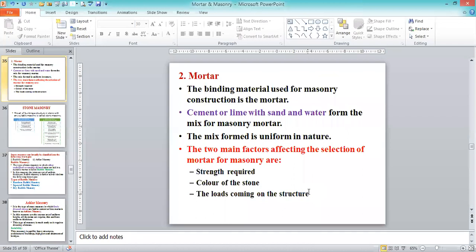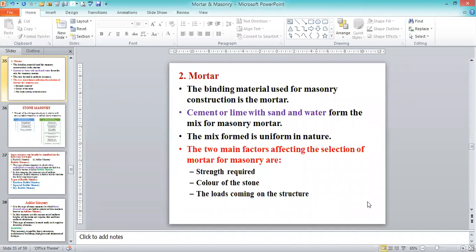Nowadays for stone masonry we go for cement mortar because it is strong and durable, and once it sets it hardens and becomes very strong. That's why we use cement mortar. The mix proportion is uniform in nature. The factors for the selection of mortar for the masonry are strength, color of the stone, and the loads coming onto the structure. These are the main points to be considered while selecting the mortar for the masonry work.